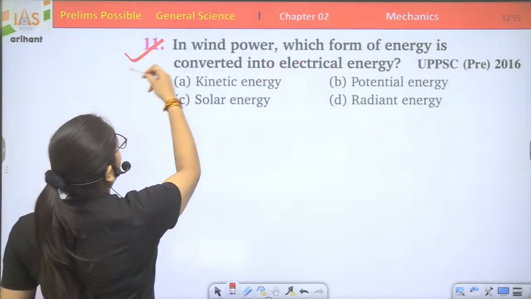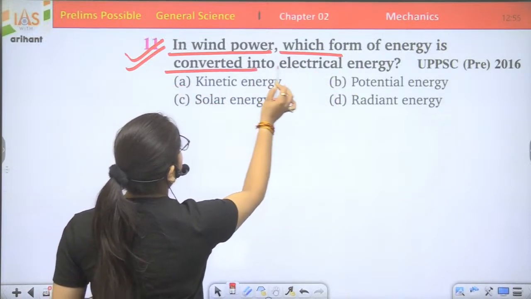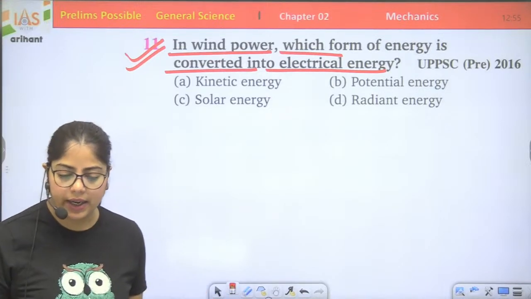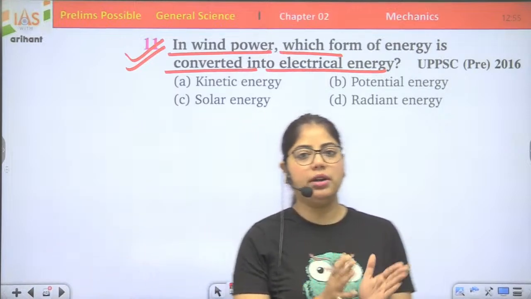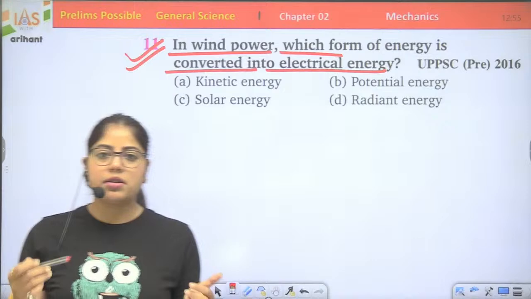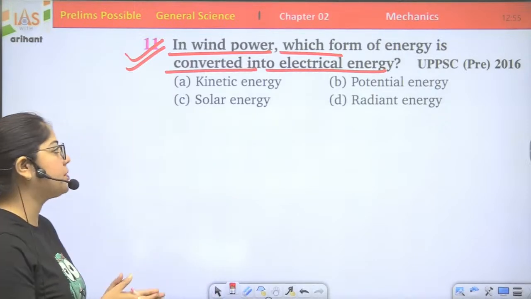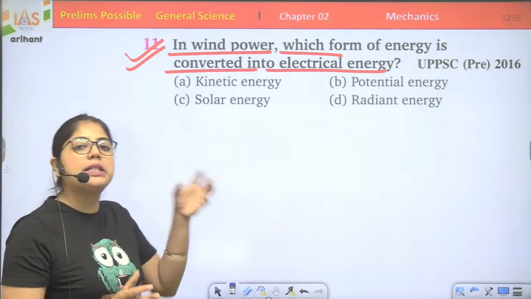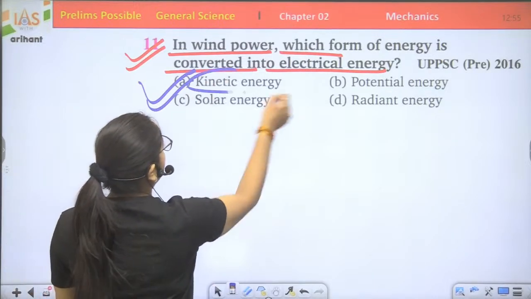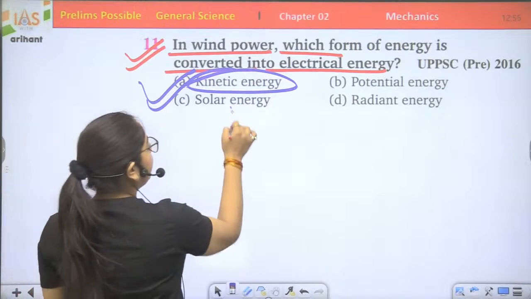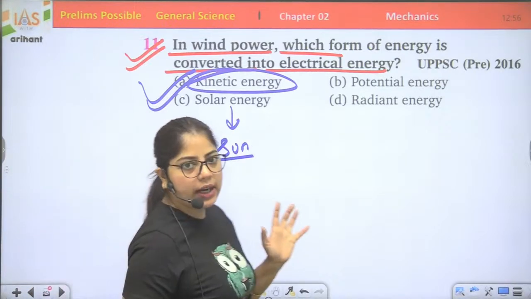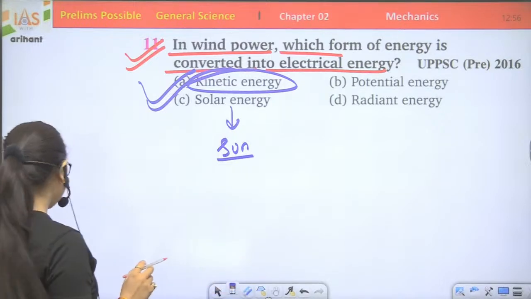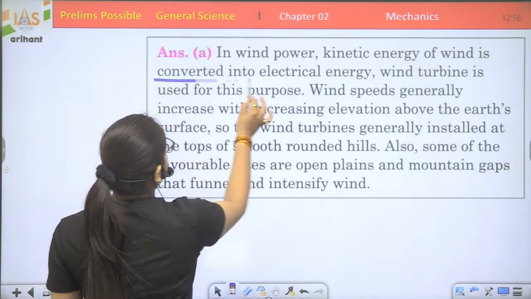Next, in wind power, which form of energy is converted into electrical energy? Kinetic energy, solar energy, potential energy, or radiant energy. So in wind power, wind is in motion. Wind surrounds us in the atmosphere. When the wind is in a moving state, it possesses kinetic energy. Option number A will be the right answer. Solar energy we get from the sun. Potential energy is when the body or a particle is at rest, not having any motion in it. Clear? In wind power, the kinetic energy of wind is converted into electrical energy.